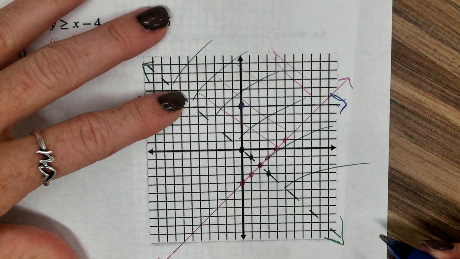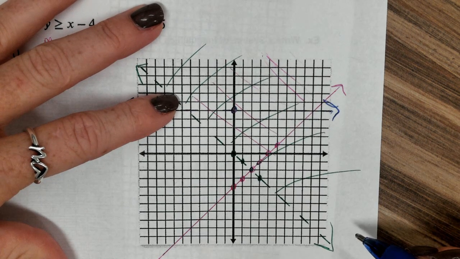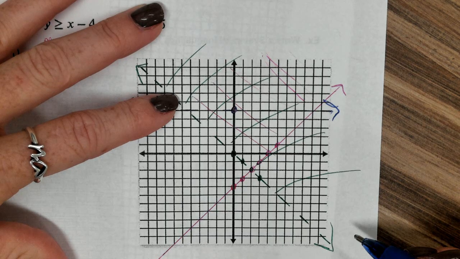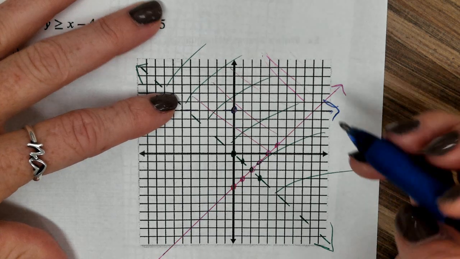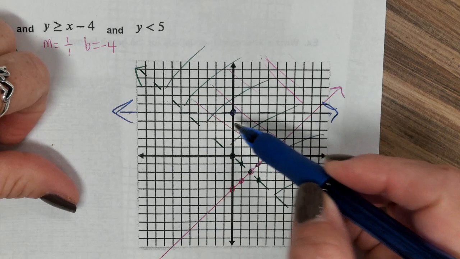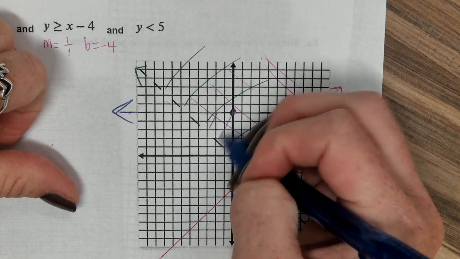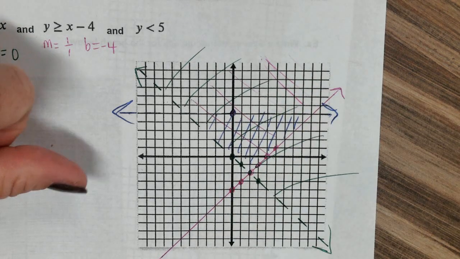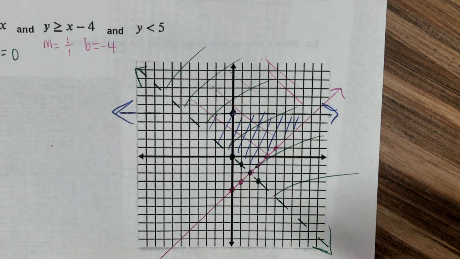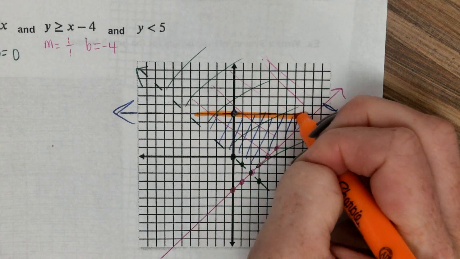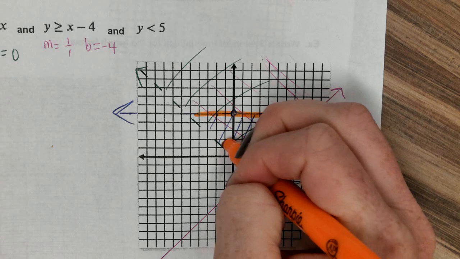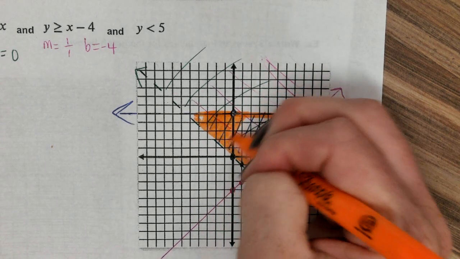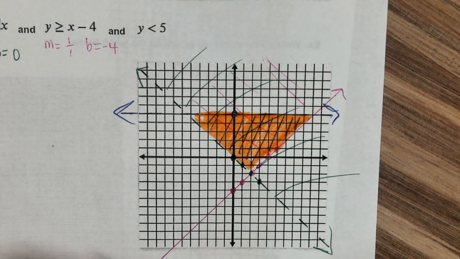And which way would that shade? Less than would be? Anybody? Less than would be down. So I'm not going to shade all of it. I'm just going to shade the spots that satisfy all of them. Do y'all see the little triangle in the middle? So from here to there would be satisfying all three inequalities.